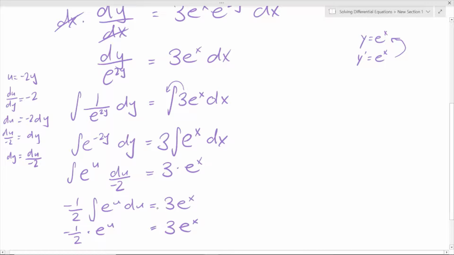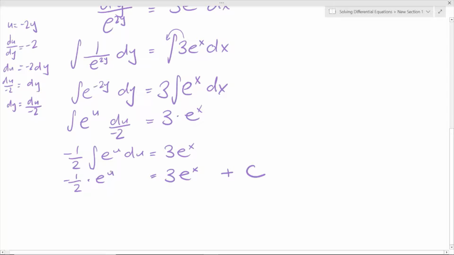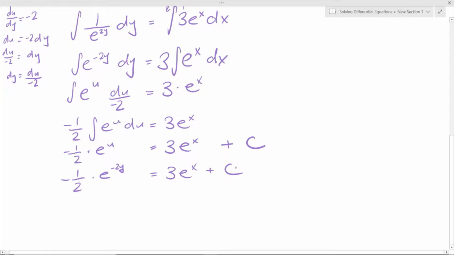Since we got rid of the integral sign, let's add the constant c right now, because when you integrate, you need to have that constant c, very essential. And then we see here this is u. We have to make it back into our original variable, which is y. So we need to change this back to y, and to do that we recognize that u is equal to -2y. So this is -1/2 times e to the exponent of -2y, and then this is 3 times e to the exponent of x plus c. So now we have our equation.